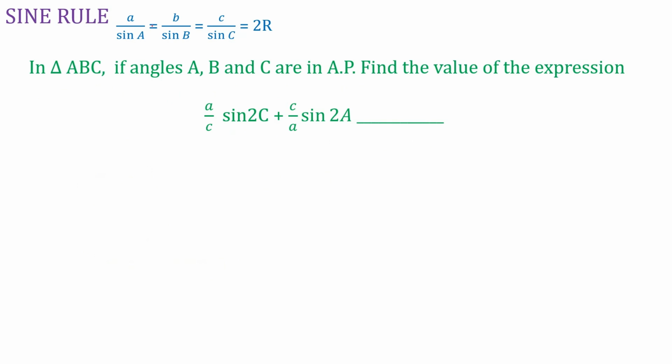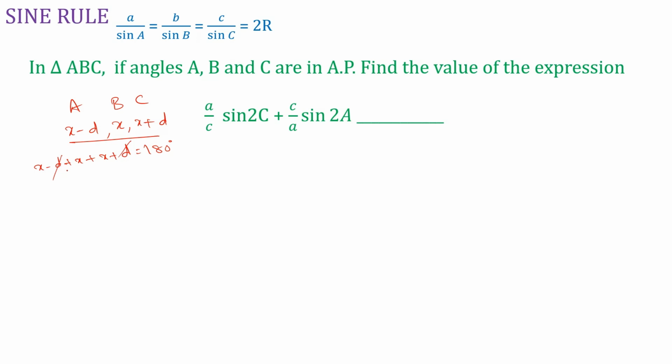Why? Say AP means one angle is x, and the other one is x minus d, and the next one is x plus d. So this is AP, where we have a common difference of d. Say this is A, B, C. And we also know that the sum of the angles is equal to 180 degrees, which means x minus d plus x plus x plus d, we are just adding all the three, is equal to 180 degrees.